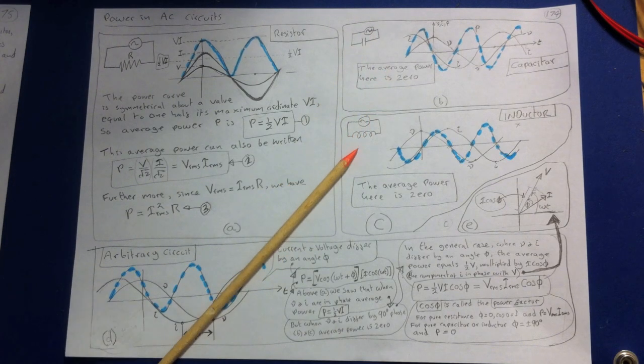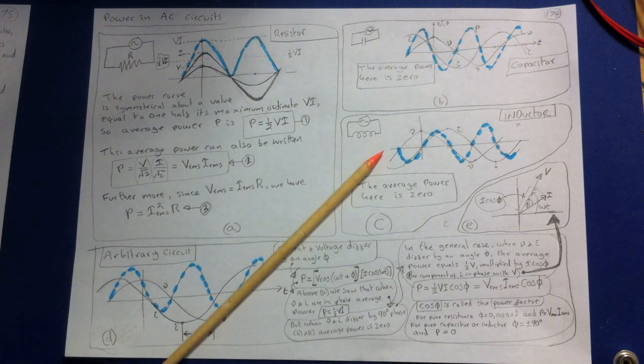Now in figure C, the power curve is for a pure inductor, so we've got an inductor here. Now same thing for the inductor. As with a capacitor, the current and voltage are out of phase by 90 degrees, and the average power is 0 again.